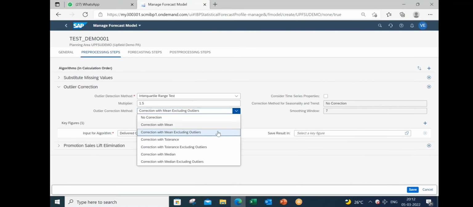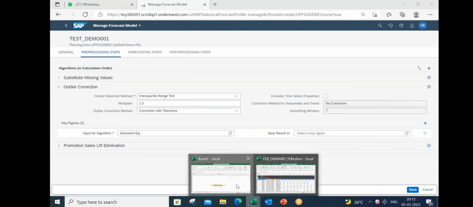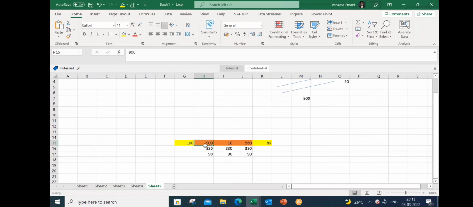Otherwise, there is correction with tolerance. It has drawn some tolerance band, right? So it is asking whether you want to correct with tolerance. Here, 110, it will tell 900. This has 110. This has a 50 tolerance because it brought the tolerance 50. Like that, whatever tolerance band it calculated, it will correct with that tolerance band.